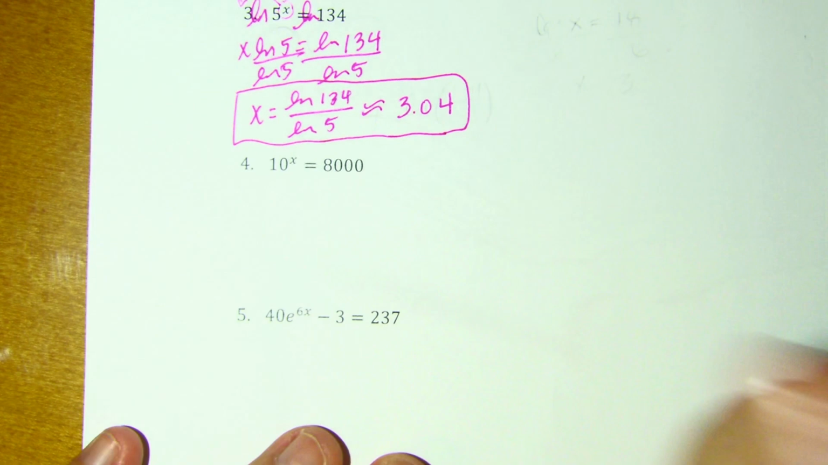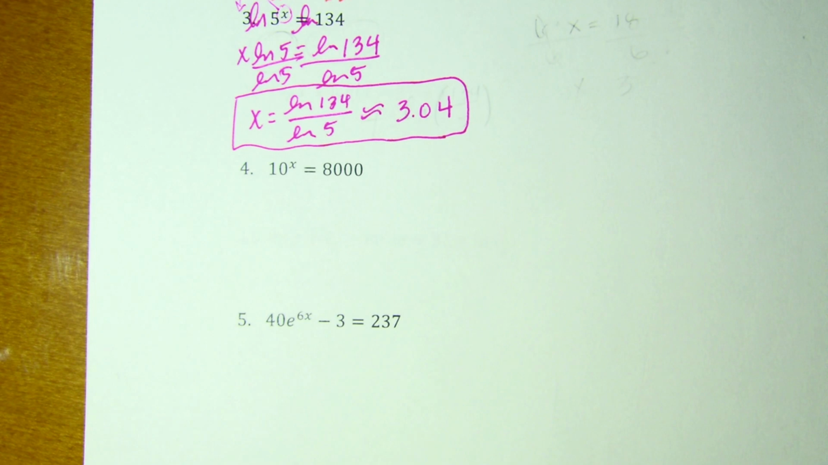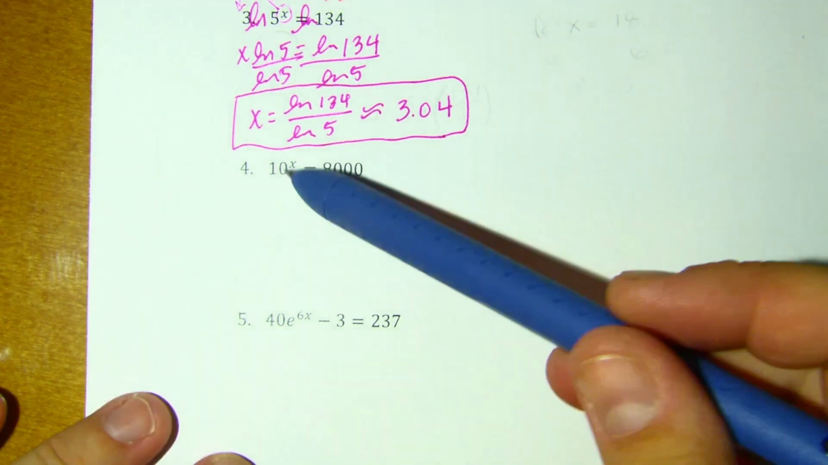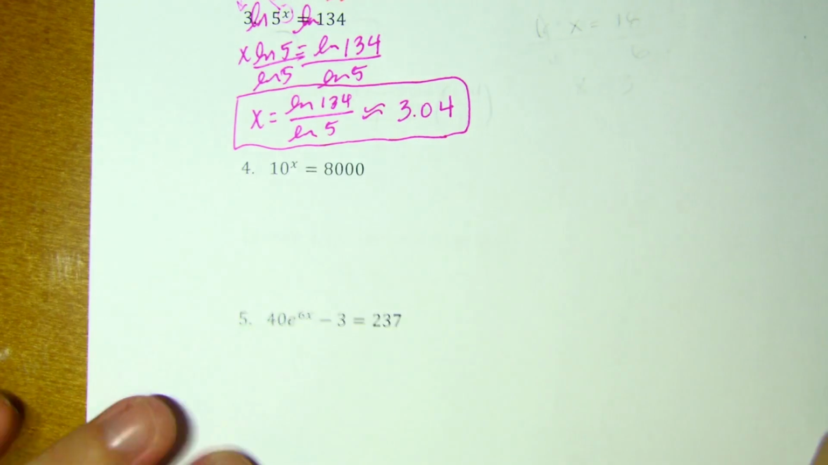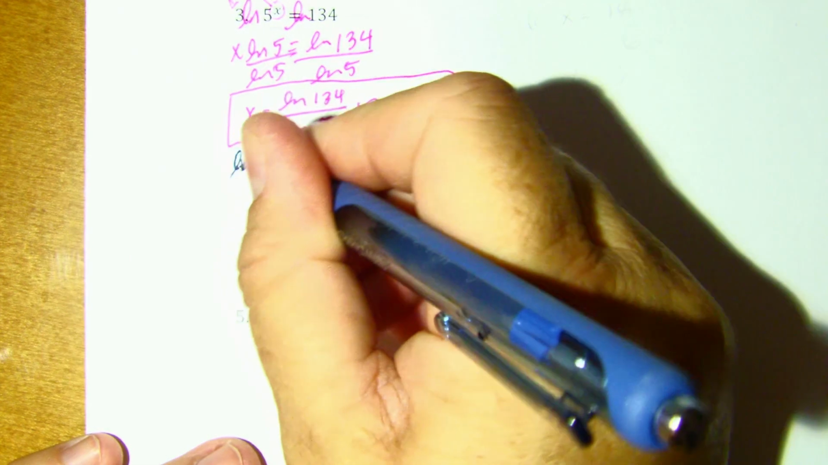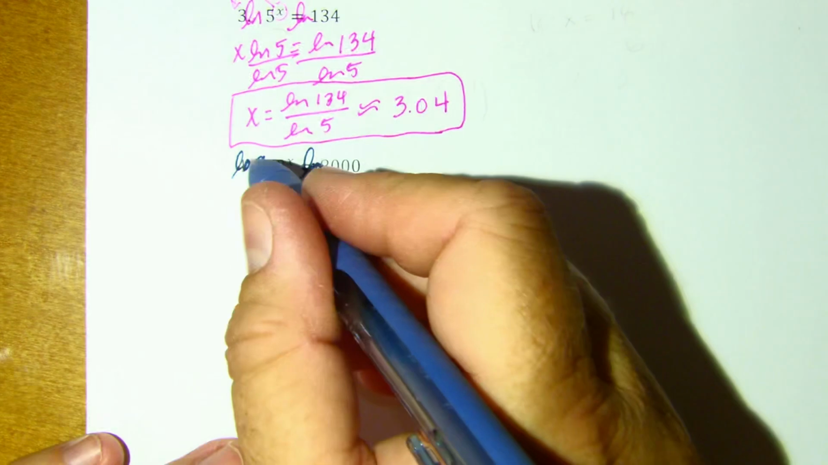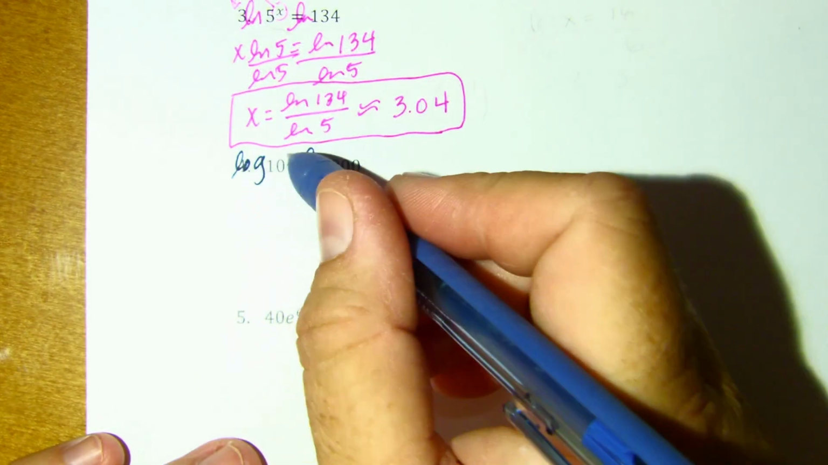For the next example here, 10 to the power of x equals 8,000. Well, there's no way for us to rewrite 8,000 as 10 to some power. If it was 1,000 or 10,000, then yes, we could, but it's not. So what we are going to have to do then is take the log or natural log of both sides, and I'm going to take the log, and I'll explain why I'm choosing log instead of natural log in just a second. So I have log of 10 to the power of x.